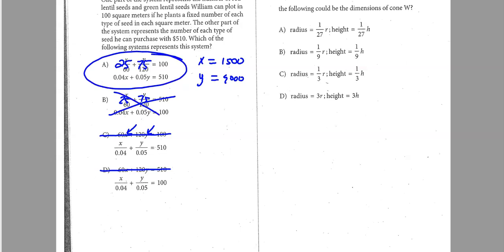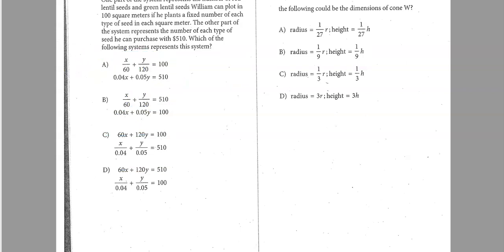I could try the bottom two, 0.04 times 1,500 plus 0.05 times 9,000. And yep, checks out to be 510. So the correct answer is A.